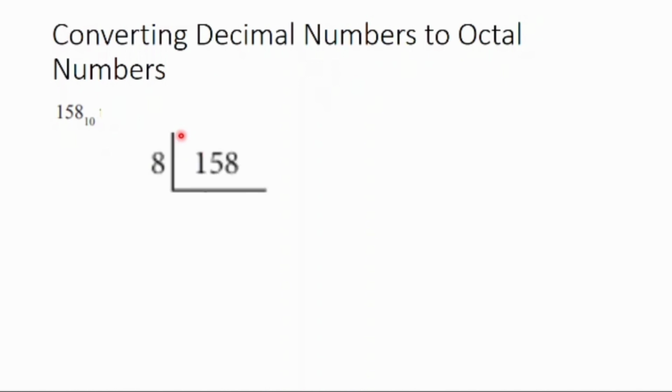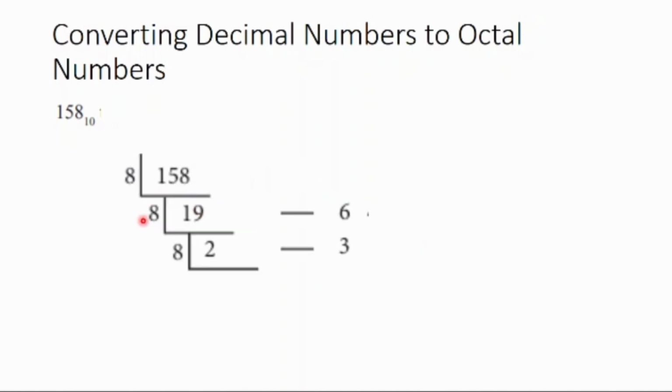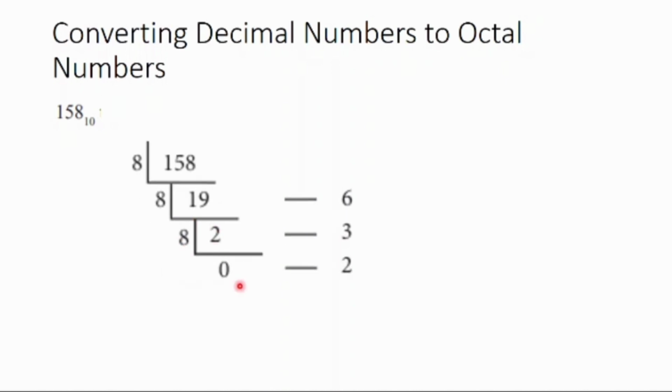First take 158 and divide it by 8. That would be 19 and remainder 6. Note down the remainder. Again divide 19 by 8. That would result in 2 and remainder 3. Again divide 2 by 8 until you get 0. Now you will get 0 and remainder 2.